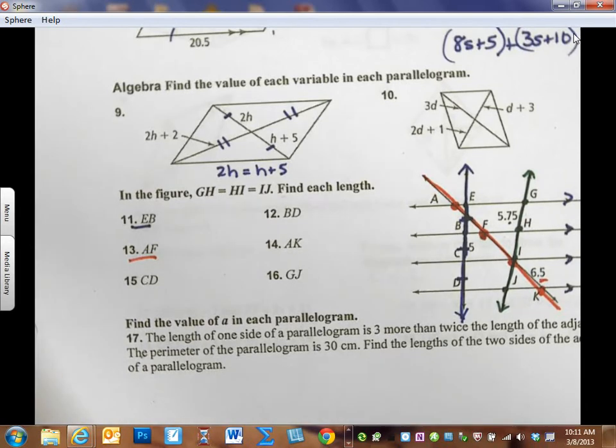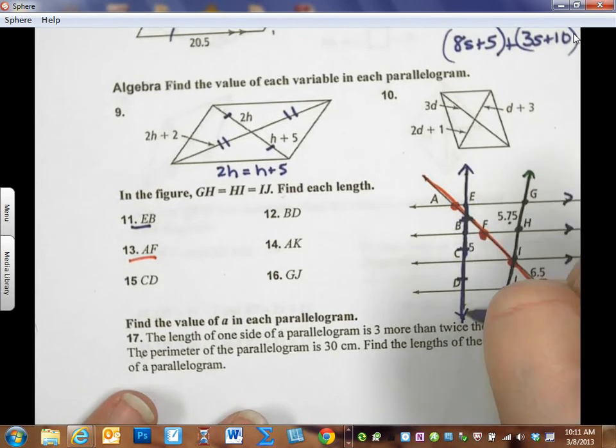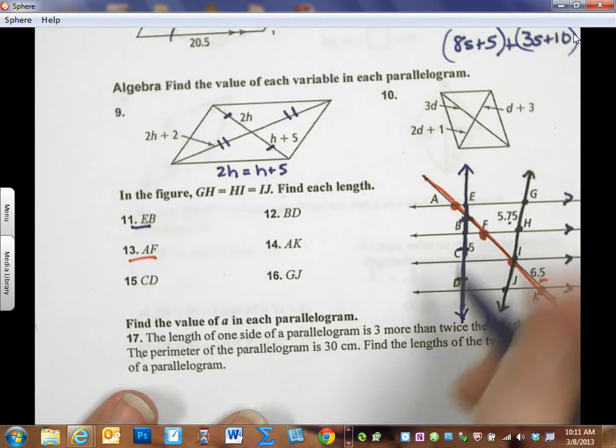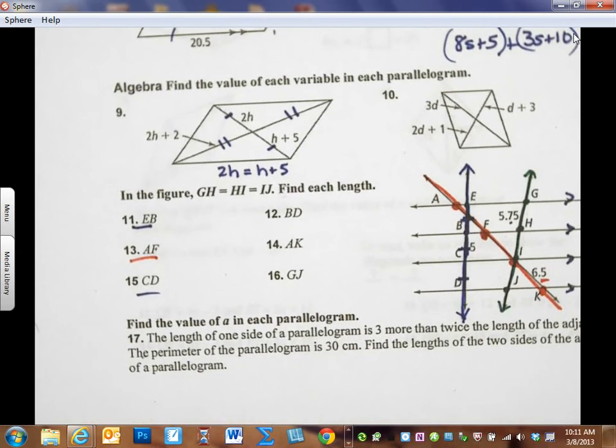Good. And then CD is on what color line? That straight line. CD is on what color line? Blue, red, and green. So it's on the blue. Could be 5. Right? Yep.